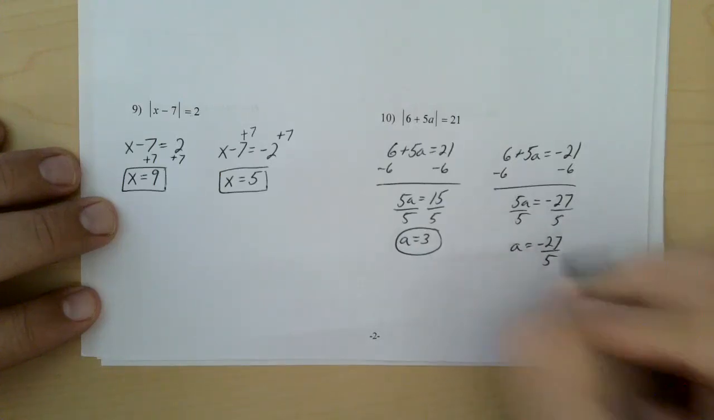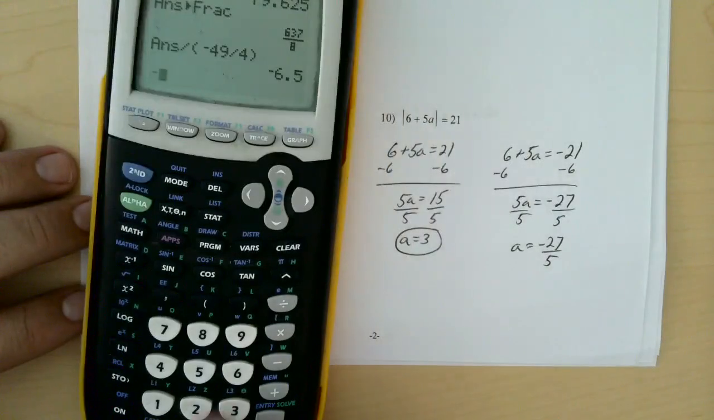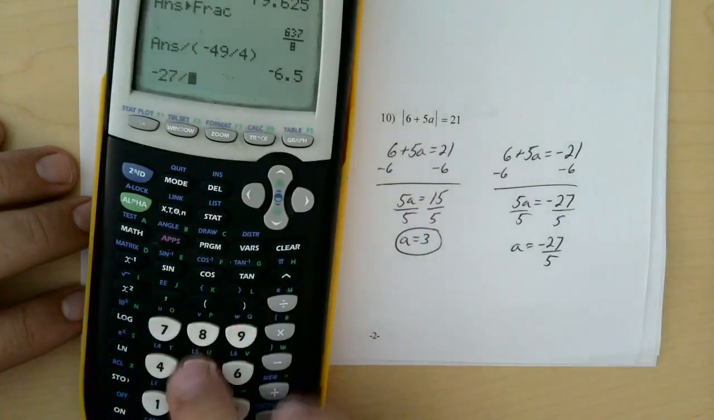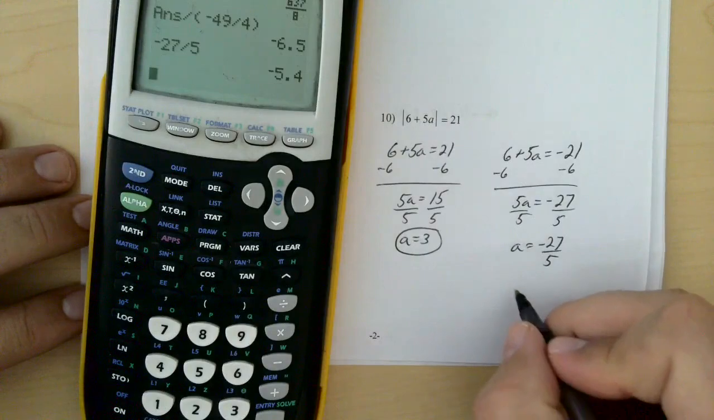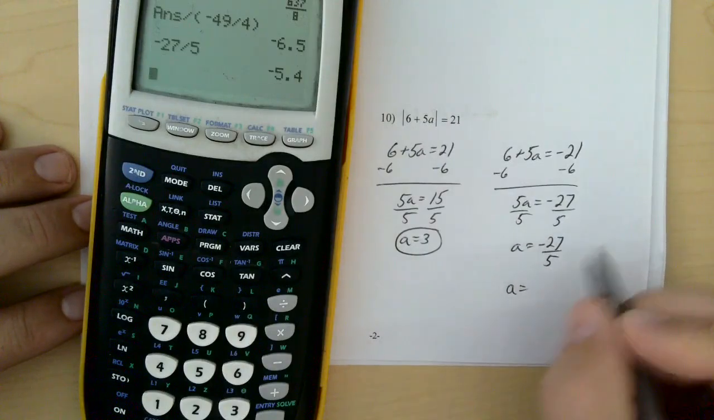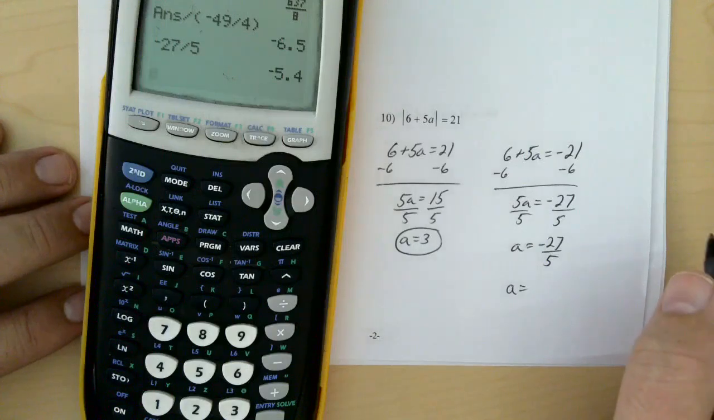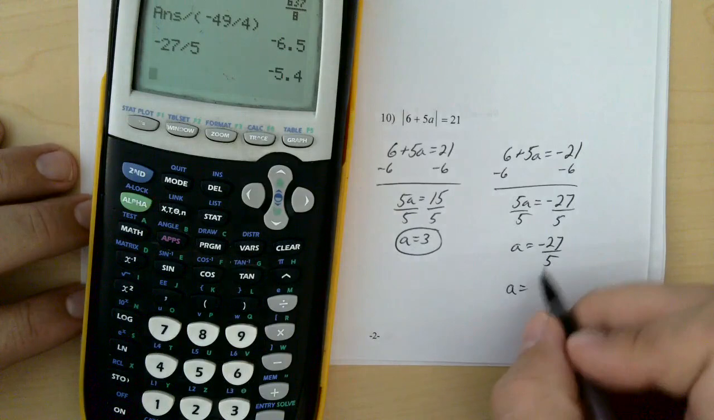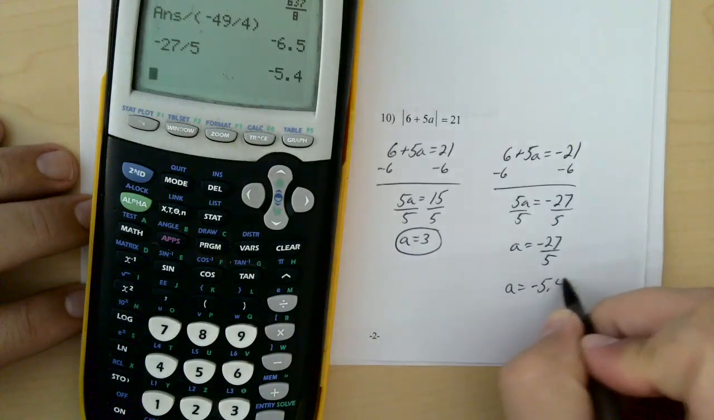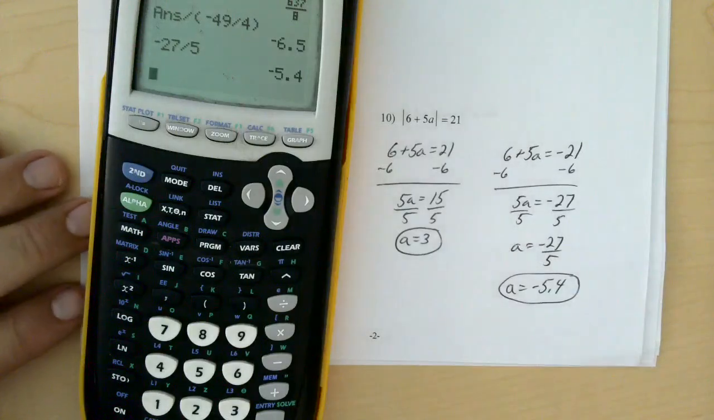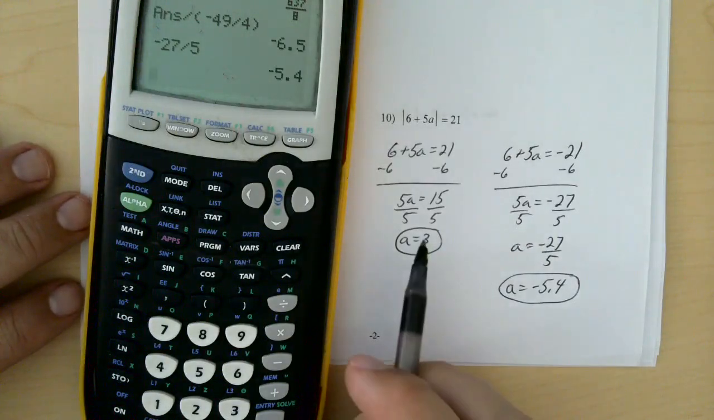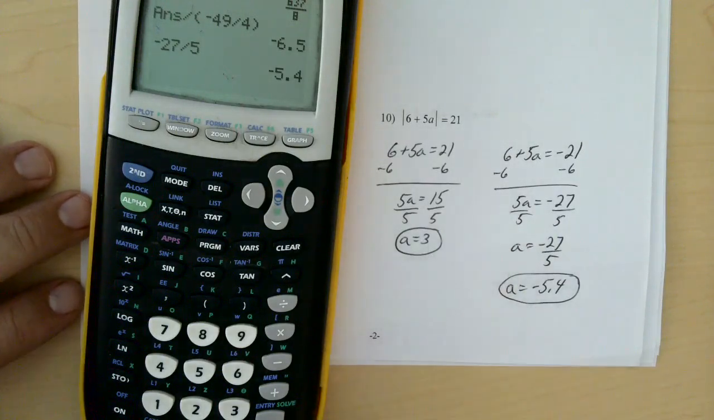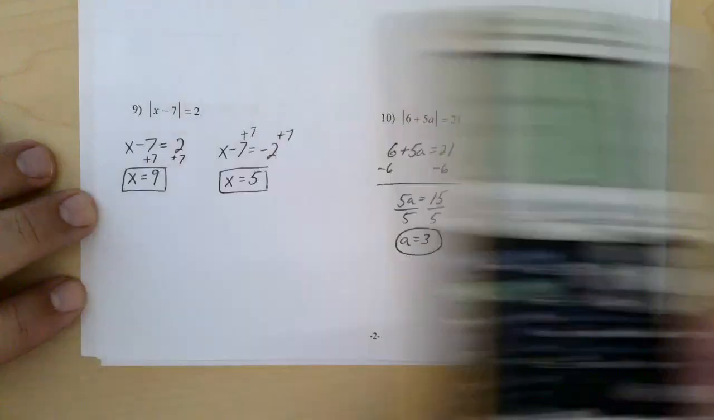negative 27 divided by 5, you're going to see that it doesn't fit evenly. Okay, since it doesn't fit evenly, either keep it as a fraction. Negative 27 fifths is a fine answer. There's nothing wrong with that. Or you can say negative 5.4. Okay, so it is a decimal, but 3 and this negative 5.4 are the solutions.